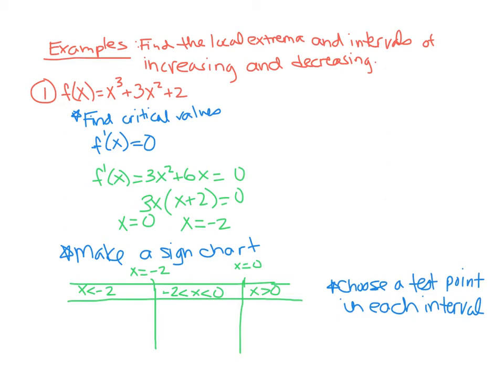So for my test point when x is less than negative 2, I'm just going to use x equals negative 3. And then I'm going to substitute that into my derivative. So I get 3 times negative 3 times negative 3 plus 2. You'll notice that I took the factored form there. It makes it a little bit easier.